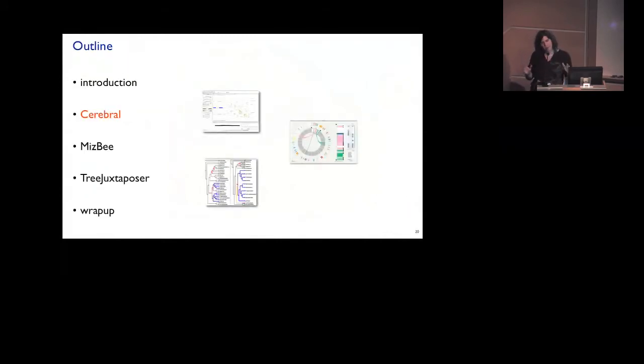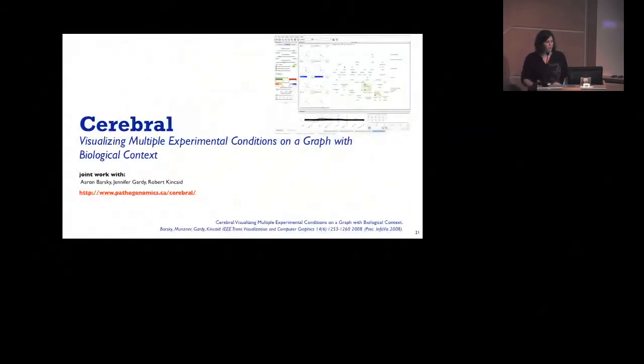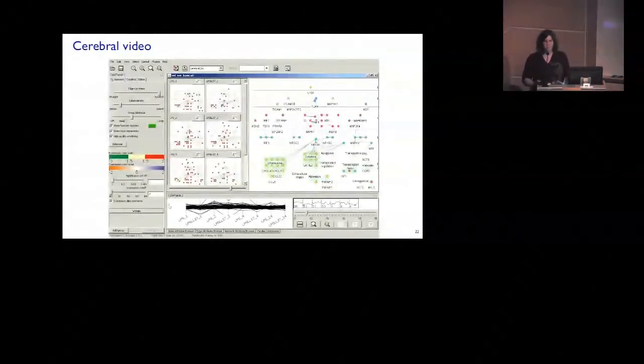So with all that as introduction, now let's actually talk about some of these projects. The Cerebral system was actually joint work with the Robert Hancock lab, back when Jen Gardy was there. She's now got her own lab as well. And this was joint with Aaron Barsky, a student of mine, and also Robert Kincaid from Agilent. This is one of these interactive Viz systems which is much easier to understand after you've actually seen a video in action. So before I tell you much more about it, I'm going to show you a video.